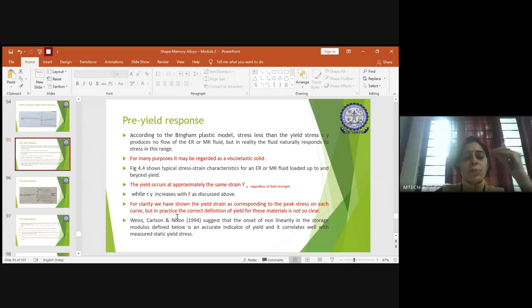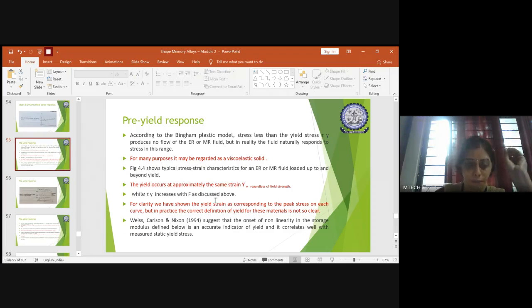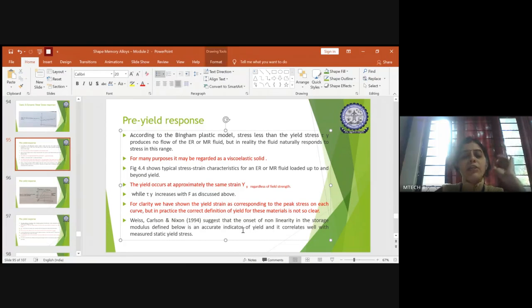Okay, and this curve was analyzed and put in practice with actual definition by some materials, but it was not clear enough, because the graph we can easily understand, but when it is applicable to some material, then it has to show as per the theoretical explanation given for pre-yield response, but it was not clear enough. As a result, a researcher in 1994 suggested one concept related to an accurate indicator of the yield. Okay, so which is the accurate indicator to identify where the yield point is.